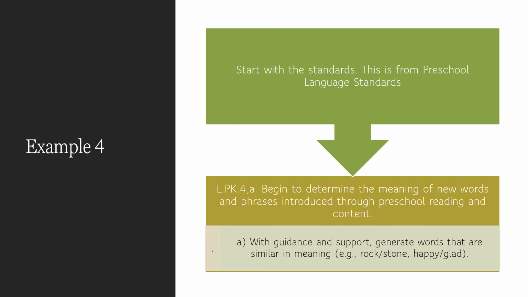Here's our 4th and final example. We're going to start with the standards. This is from the preschool language standards. Notice that L means language, PK means pre-K, and 4A, it's the 4th grade level indicator in that section. Begin to determine the meaning of new words and phrases introduced through preschool reading and content. And again, I'm only going to use letter A. There's a lot of letters here, so I only want to use letter A. I'm keeping it simple, focusing on one thing. With guidance and support, generate words that are similar in meaning.